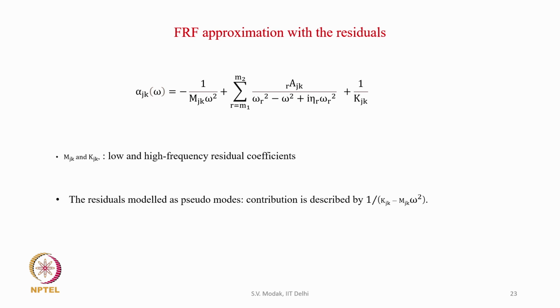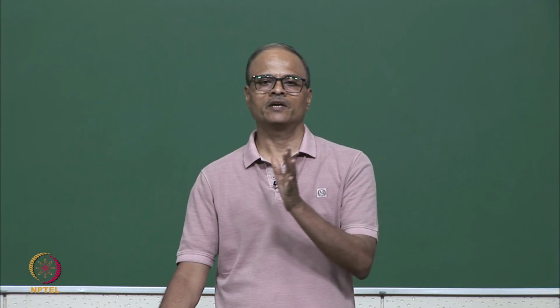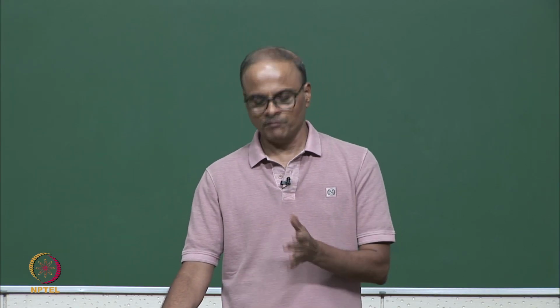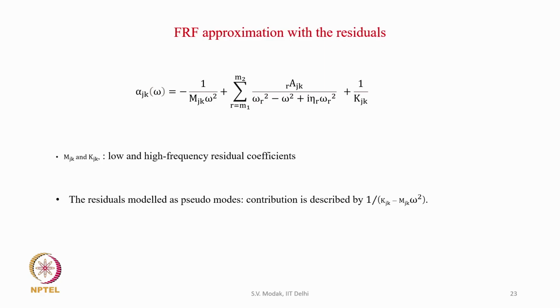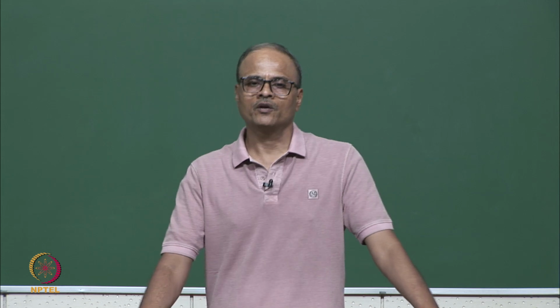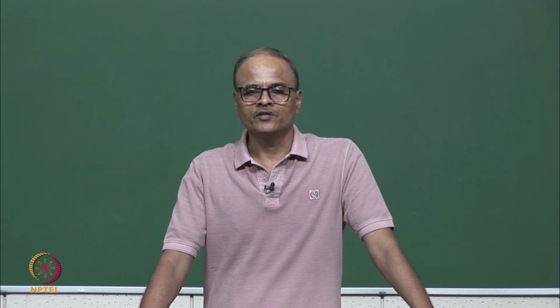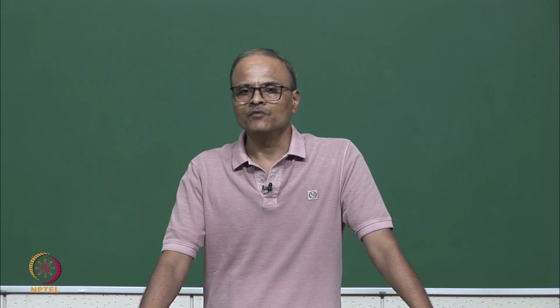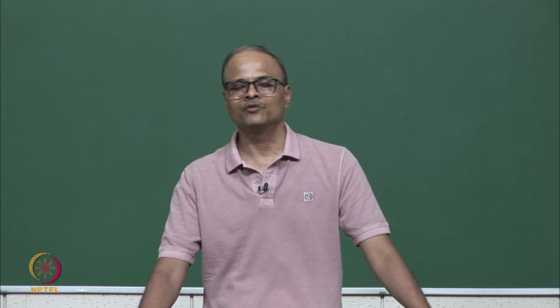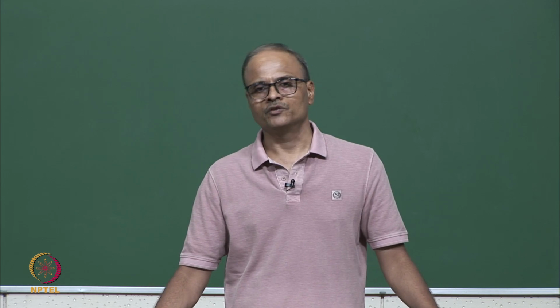The residuals can also be modeled as pseudo modes. For example, for the low frequency residual we can assume a fictitious pseudo mode which is making that low frequency contribution, and that can be approximated as 1 upon K JK minus M JK omega square. For the high frequency residual also we can have another pseudo mode, whose contribution will again be represented by 1 upon K JK minus M JK omega square. So, we have two unknowns for each pseudo mode. If we use one pseudo mode for the low frequency residual and one for the high frequency residual, then we will have 4 additional unknowns to determine to model the residual contributions.